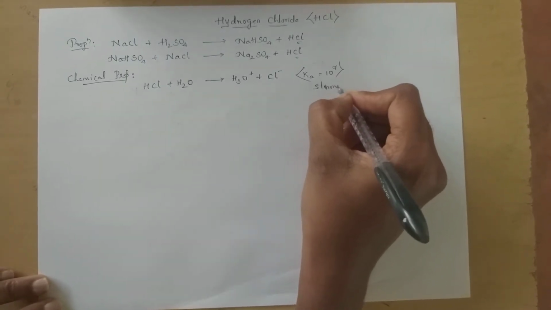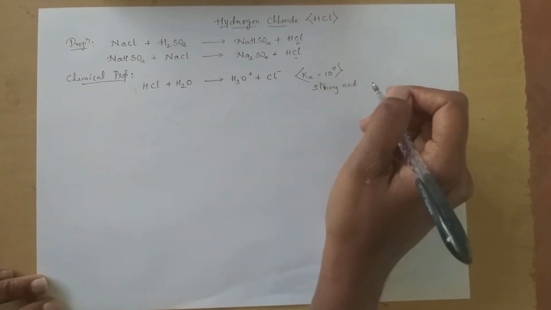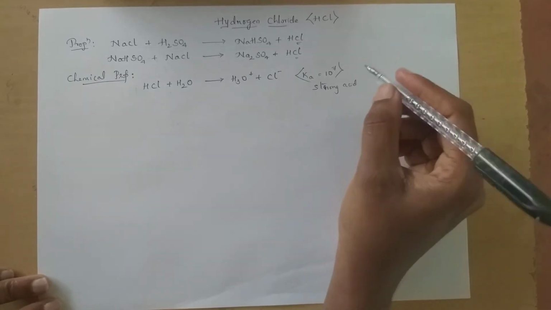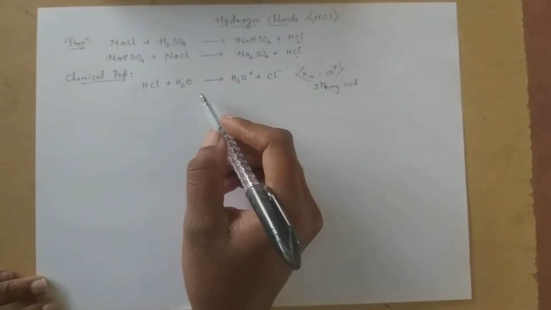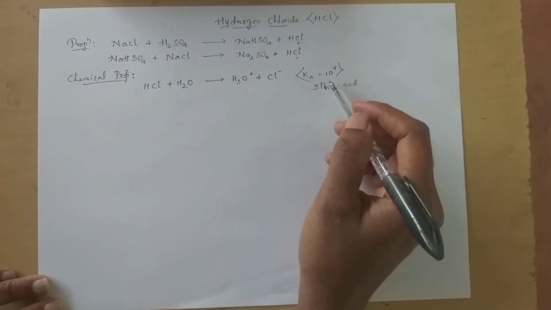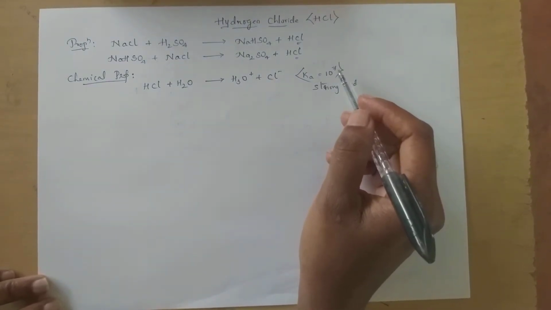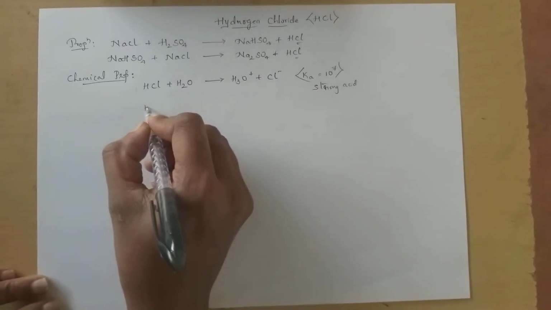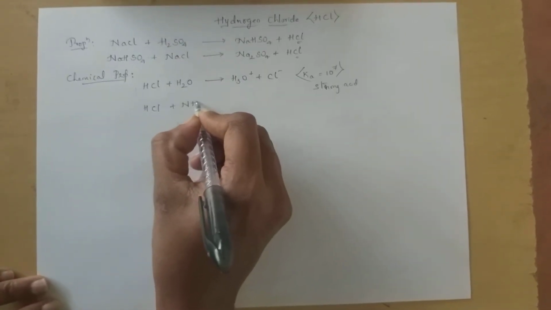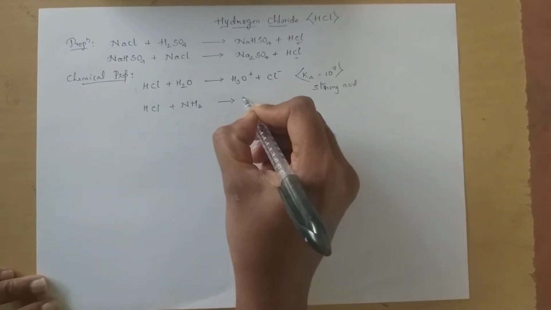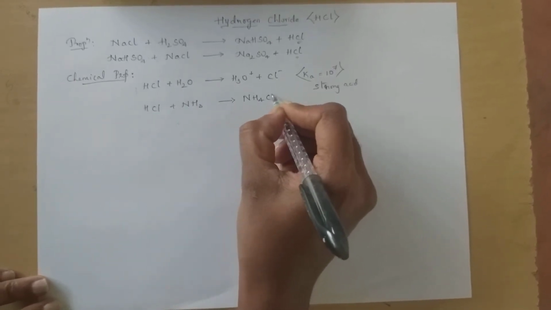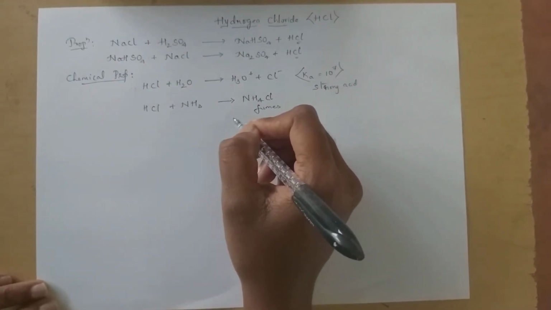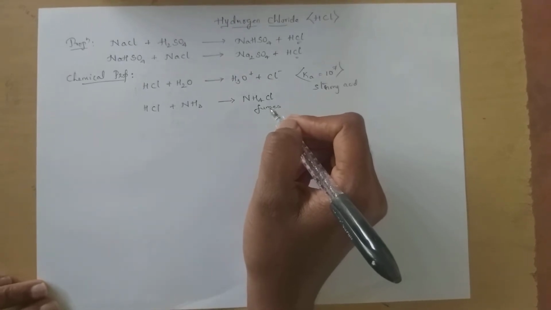So it indicates a strong acid in water. Clear? As we already know, we have strong acids, that is sulfuric acid, hydrochloric acid and HNO3. So here also it easily undergoes hydrolysis and ionizes and it has a value 10 to the power 7. So the dissociation constant is very high. Next, this HCl reacts with ammonia to give fumes of NH4Cl, that is ammonium chloride fumes are generated.